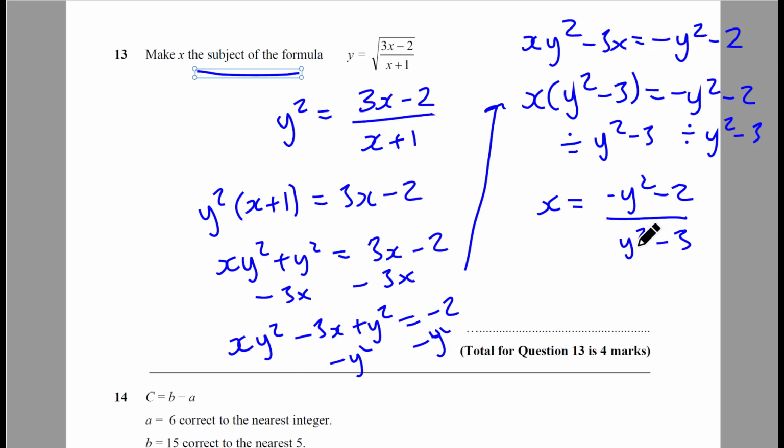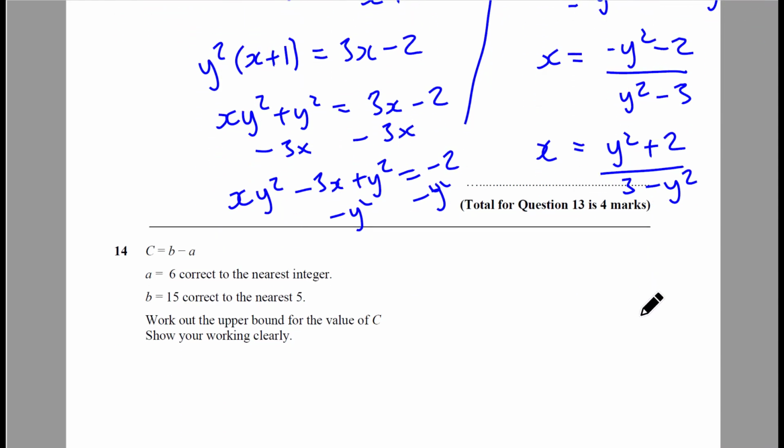Sometimes they don't like the negatives on the top, so if you times top and bottom by minus 1, it's still going to be the equivalent fraction, and that will turn this to x equals y squared plus 2 over 3 minus y squared, but both acceptable.